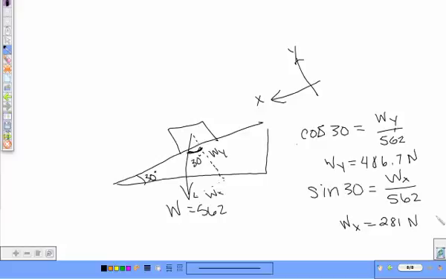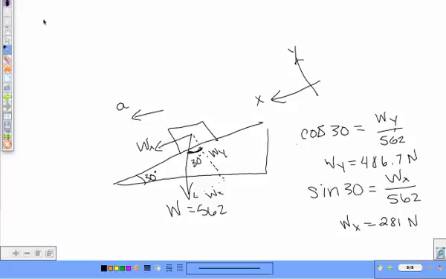So now, could we find, well, what's the next problem saying? Okay, so the 562 newton trunk is on a frictionless plane inclined at 30 degrees from the horizontal, so the same picture, same information here. Find the acceleration of the trunk. What direction is that trunk going to accelerate? Down the inclined plane, right? And so I'm going to move this Wx up here, and we're going to accelerate in this direction.